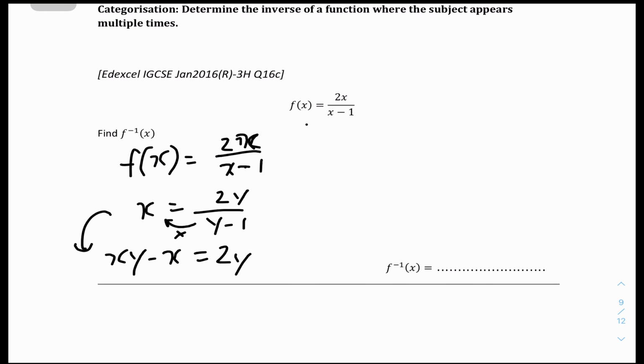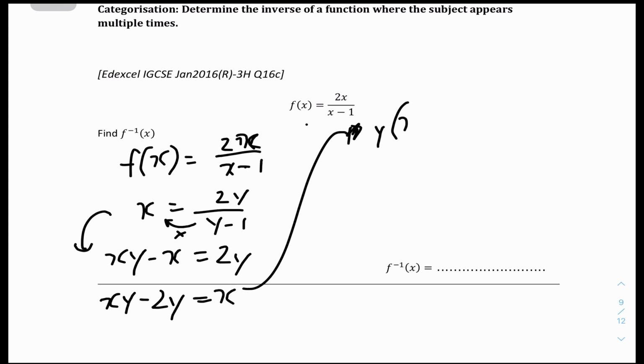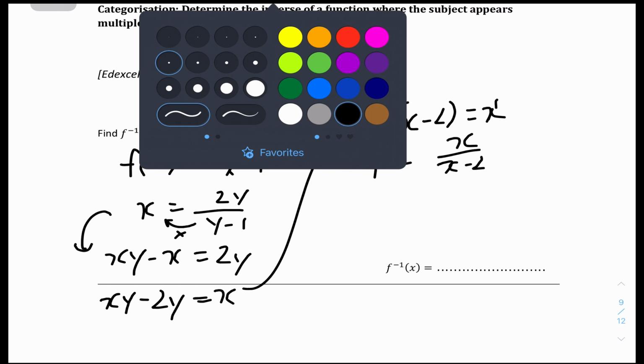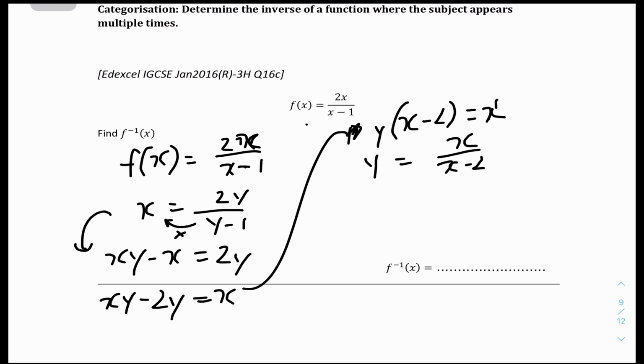So I can minus both sides by 2y and plus both sides by x to get xy minus 2y equals x. Now I can factorize the y out from the left hand side to get y times x minus 2 equals x. And I can divide both sides by x minus 2 to get x over x minus 2. And just substitute y for f inverse to get f inverse equals x over x minus 2. And that's it.